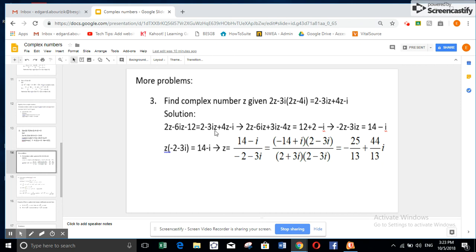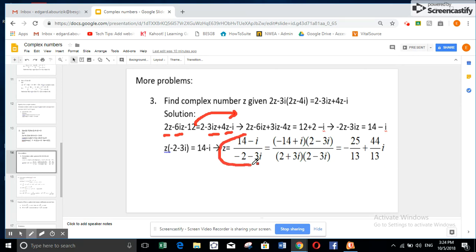I need to find z, so I put everything with z in the first part, and everything without z to the other part. So it will be 2 plus 12 minus i to the other side, and everything with z on the first part. So 2z minus 4z is minus 2z, minus 6iz plus 3iz is minus 3iz, equals 14 minus i. So I put z in factor: minus 2 minus 3i times z equals 14 minus i, so I have this expression.